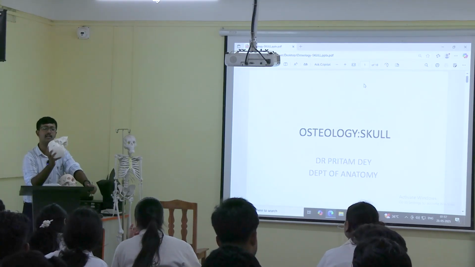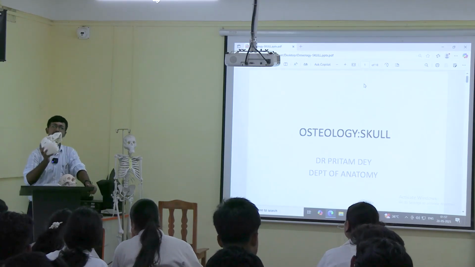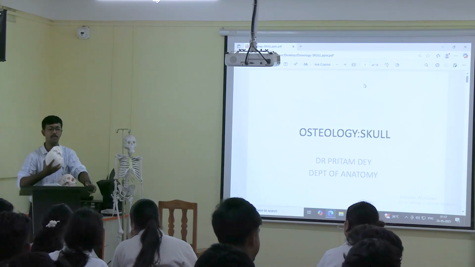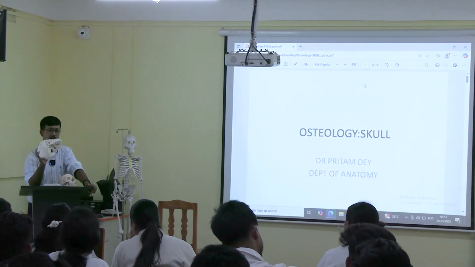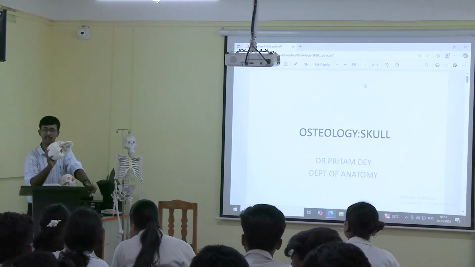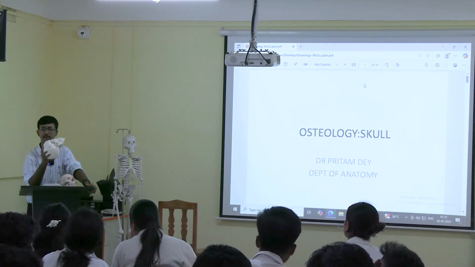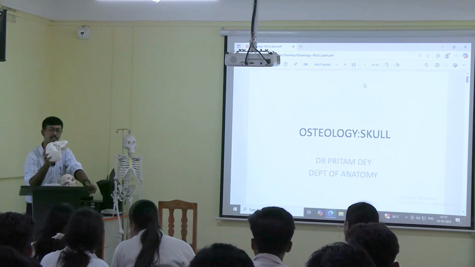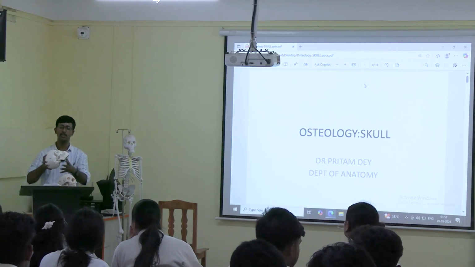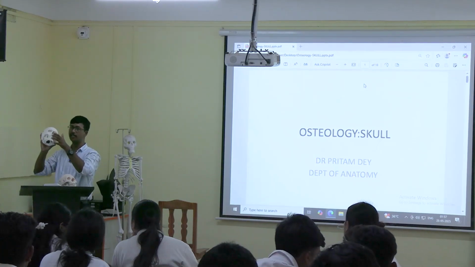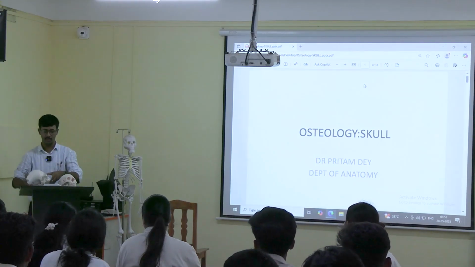Other than this, is it correct that the skull also allows us to eat as well as to inhale air? Is that a function of the skull, to intake food as well as to inspire and expire? That is a function of the skull actually. Basically, this facial part is also a part of the skull only.